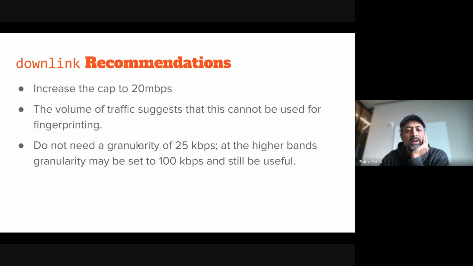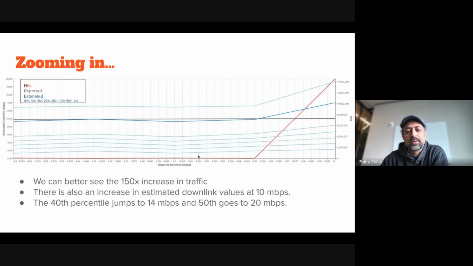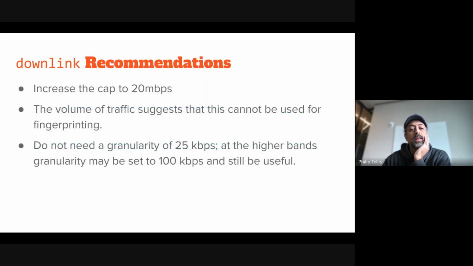Secondly, we do not need a granularity of 25 kilobits per second. I know it's in the spec. Nobody actually implements it at that level. It might be useful to actually set the granularity much higher at 100 kilobits per second when we get to the higher ranges, because none of these 50 kilobit per second ranges actually make a difference. We see fairly similar beacon count across them. So that's what I have.